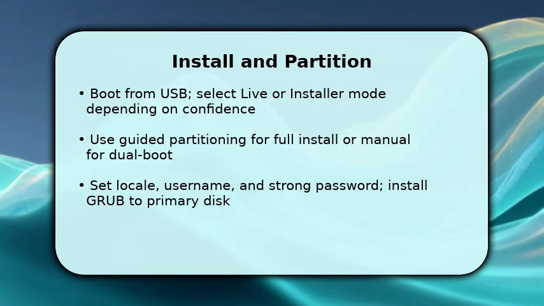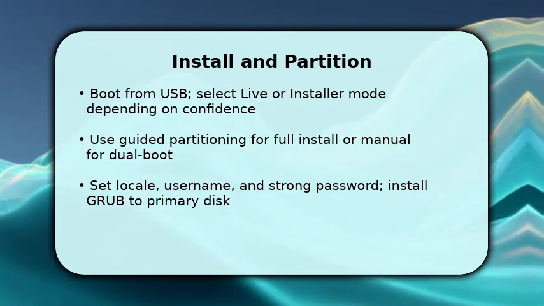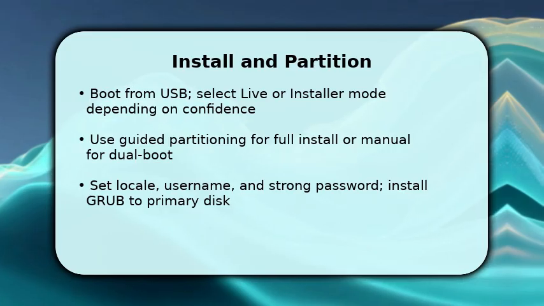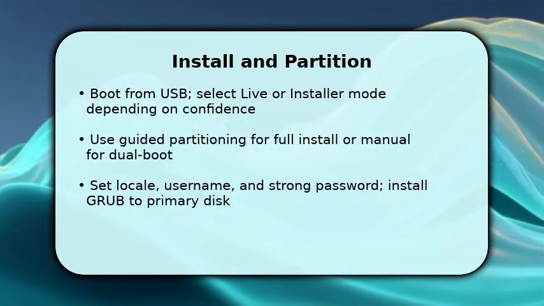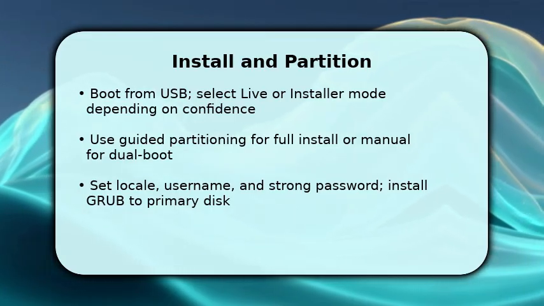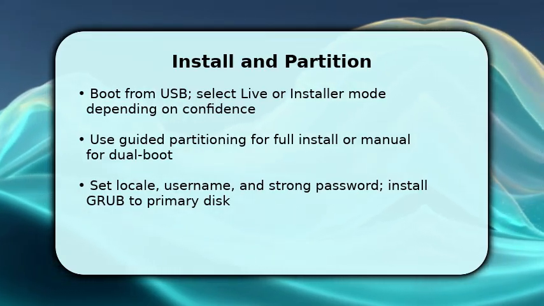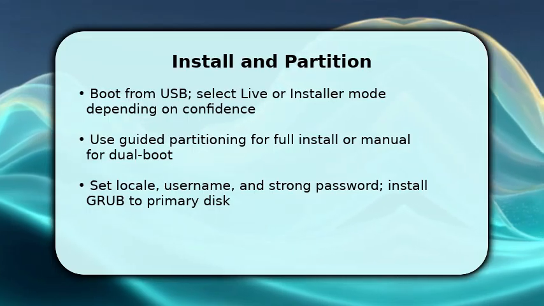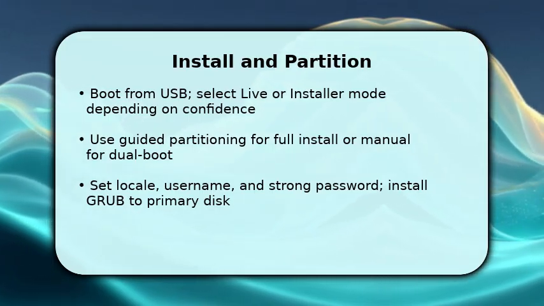During partitioning, choose Guided if replacing Windows entirely, or Manual to shrink Windows and create ext4 and swap partitions for dual boot. Allocate space deliberately: root, home, and swap. Set time zone, keyboard, username, and a strong password. This is your admin account.